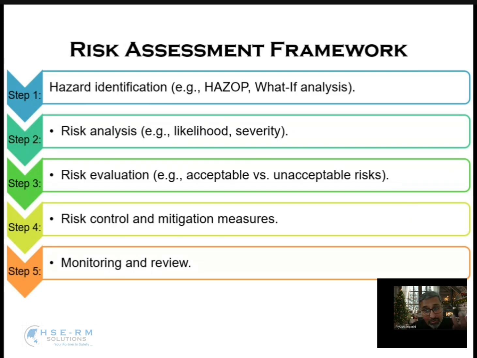Now if the report is missing this monitoring and review portion, then also the report is of no use. Hence, any report that you prepare should have all these five steps: first, identification, analysis, evaluation, controls, and monitoring and review. So these are simple five steps that you need to follow.